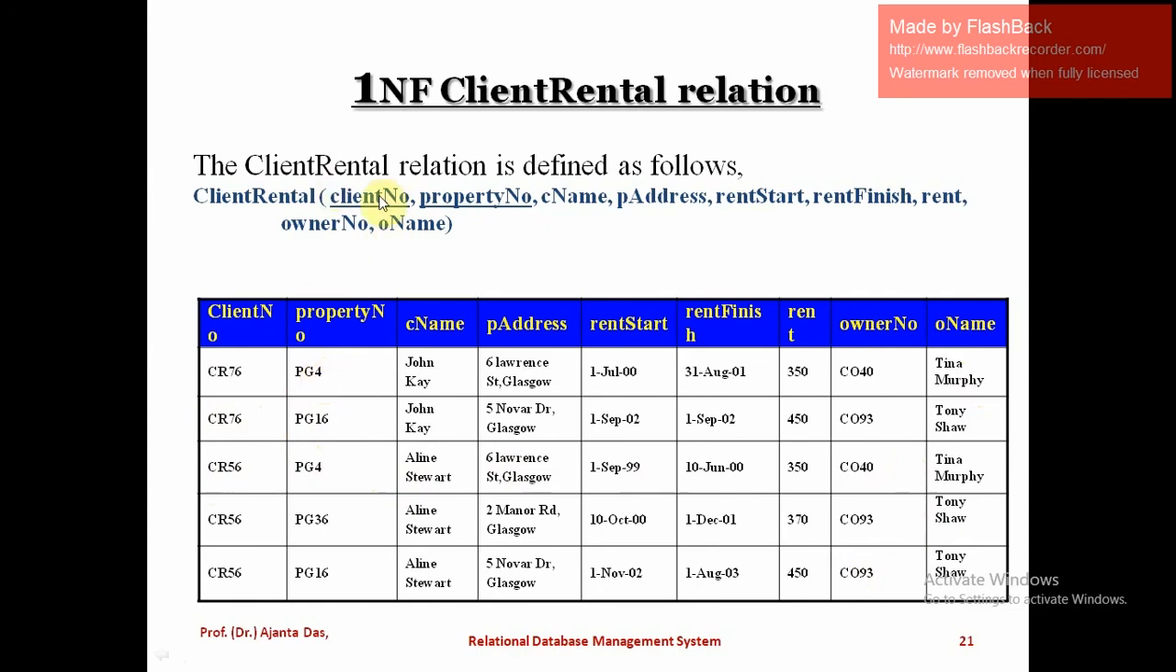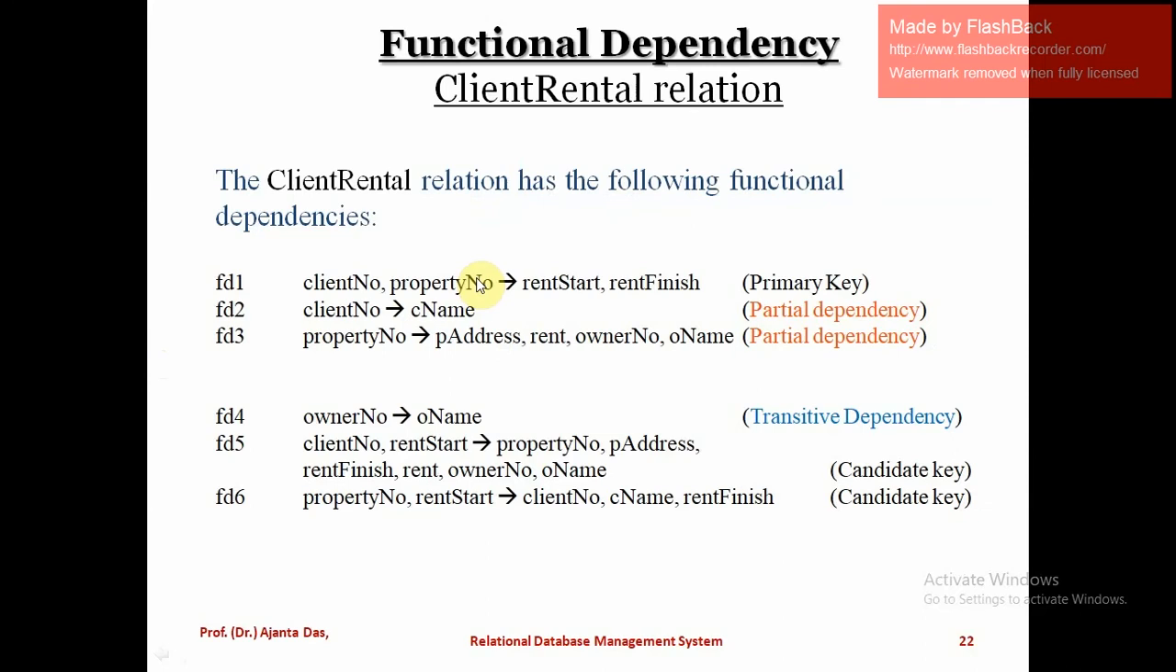So that is why client number and property number both are playing the role of primary key, and this is known as composite primary key. So the functional dependency diagram, or identification of all functional dependencies, gives us like this: client number, property number, rent start and finish, that is the primary key.